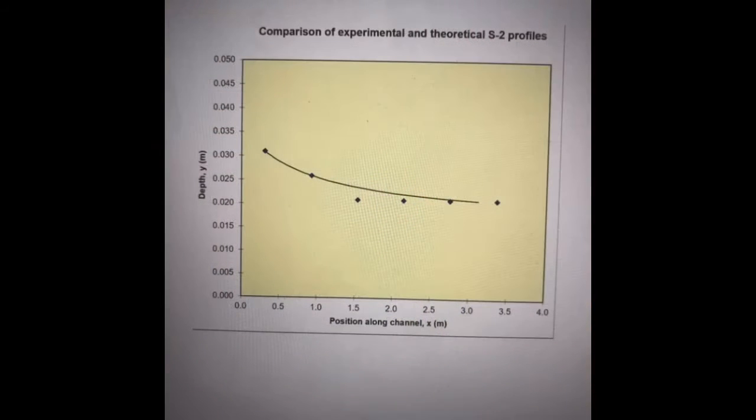This is the chart representing the experimental and theoretical data for the S2 profile. The line represents the theoretical data, and the points represent the experimental data, similar to before. As you can see, there's a few of the points that are not exactly on the line, and those are going to be due to some experimental errors, maybe in the height measurement or the position along the x-axis measurement. But overall, the relationship did follow closely.